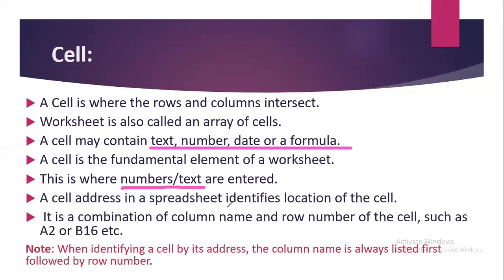A cell address in a spreadsheet identifies the location of the cell. It is a combination of the column name and the row number of the cell, such as A2 or B16, etc. When identifying a cell by its address, the column name is always listed first, followed by the row number.